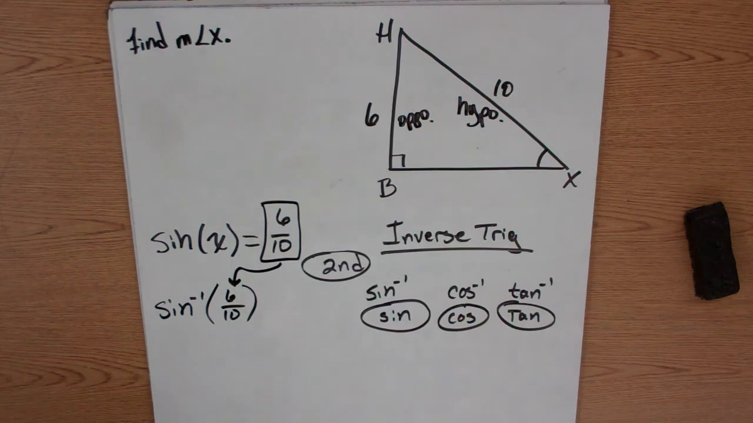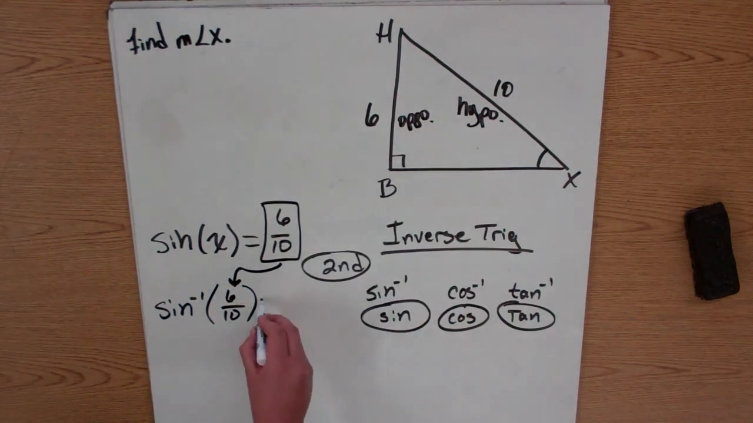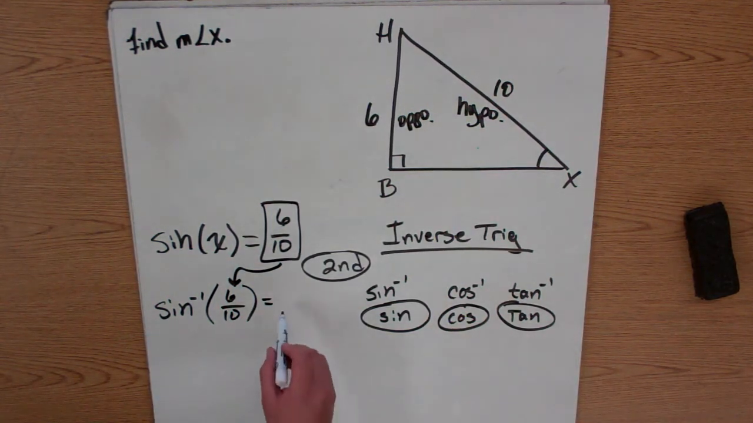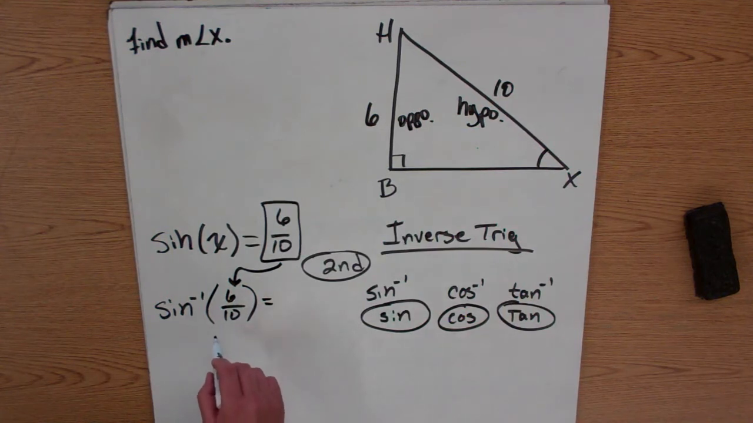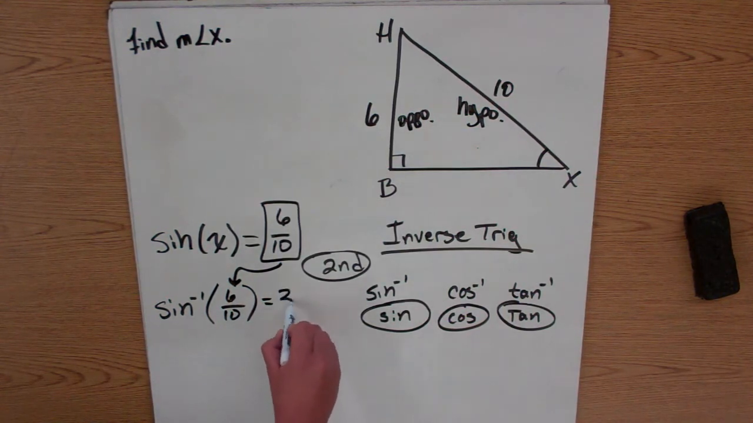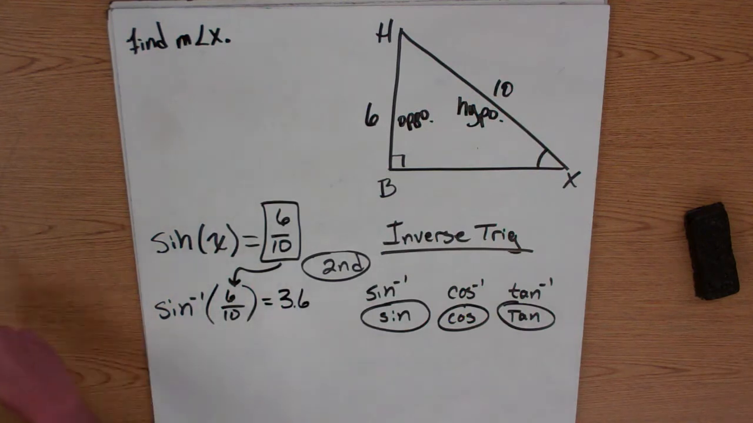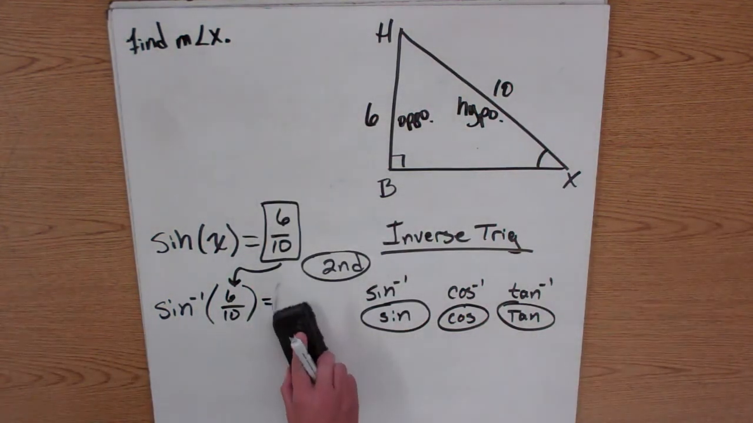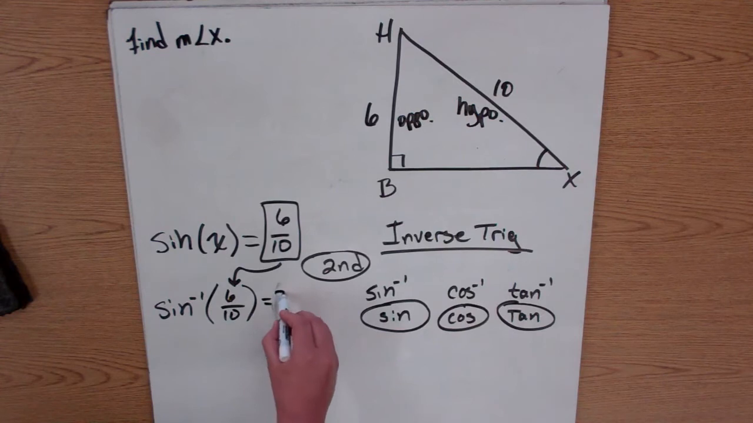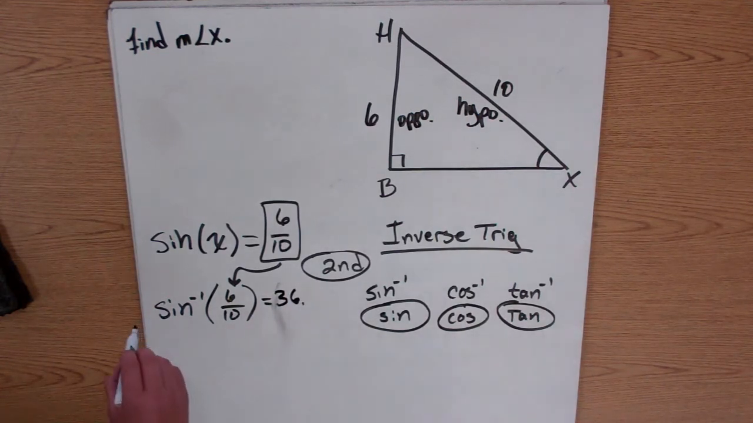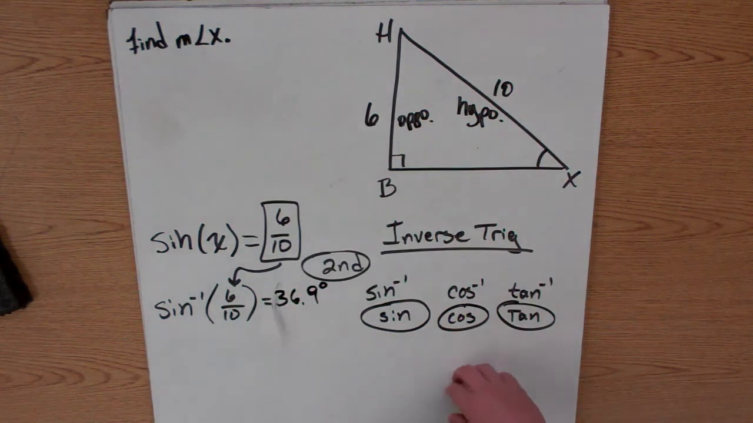So inverse sine of 6 over 10. When you do that in your calculator, that will give you your angle. Okay? In this case, if you do the inverse sine of 6 over 10, you should not get 3.6, you should get 36.9 degrees. Alright? This is how you do inverse trig.